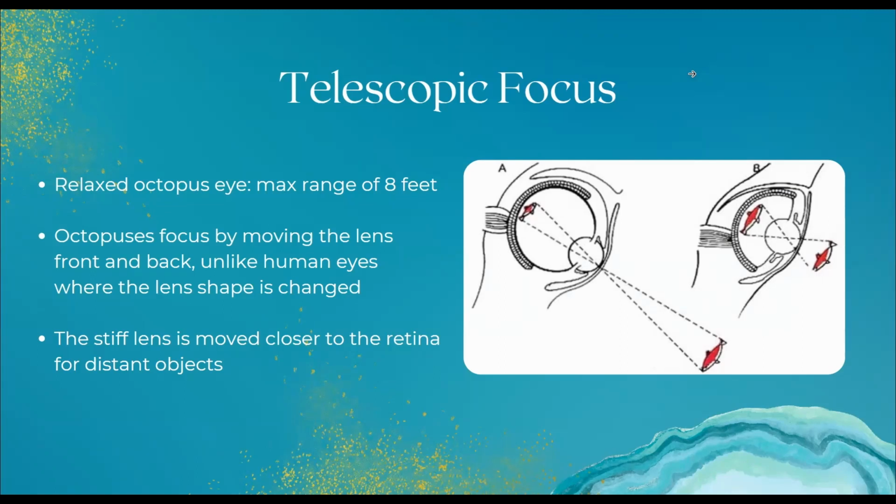The octopus eye in its relaxed state has a range of about 8 feet or 2.5 meters. The lens is moved closer to the retina to focus on more distant objects. This is because light from distant objects needs less refraction or bending than light from closer sources. Moving the light closer to the retina prevents light from converging too soon and making the octopus myopic.